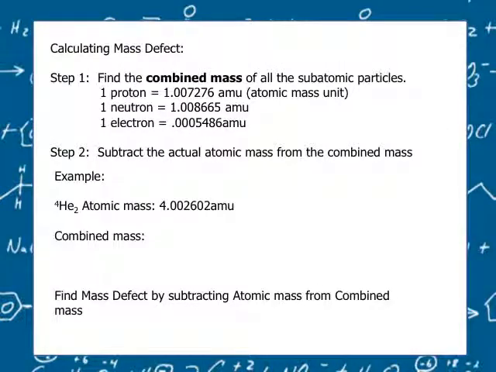The first step in finding how much mass is converted into energy is finding the mass of all the individual parts that make up an atom. That's going to be called the combined mass. I'm going to provide the mass of a proton, a neutron, and an electron. Your job is to figure out how many of each of those you have in an isotope so you can compare the weight of all the parts to the weight of the actual atom, which will also be provided for you. So let's calculate that combined mass.